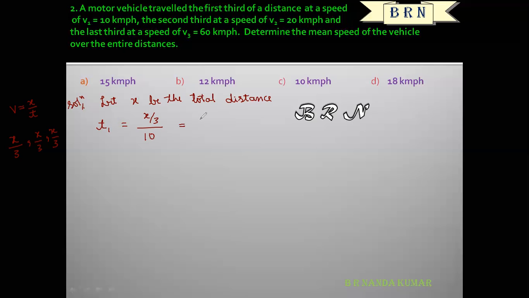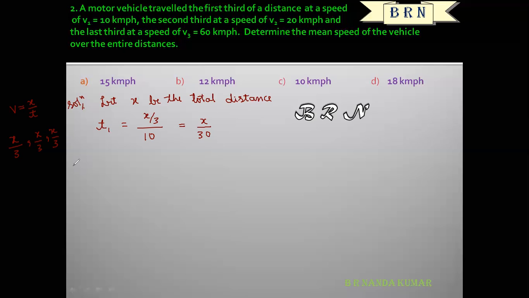So this is X divided by 30. This is X by 3 kilometer divided by 10 kilometer per hour. Kilometer cancels, giving X by 30 hour. This is the time taken by the motor vehicle to cover the first third of the distance: X divided by 30 hour.